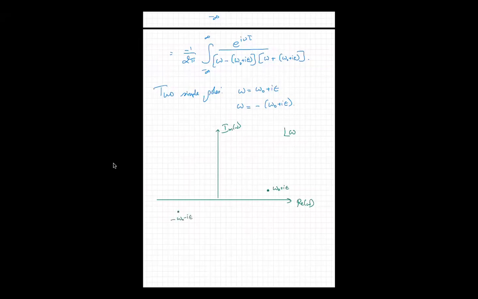These are the two poles in my complex plane. Now, if I have to do the integration, of course, I have to choose a contour, right? How will I choose my contour? Now, there are multiple choices available. A priori, there is no one contour, right?